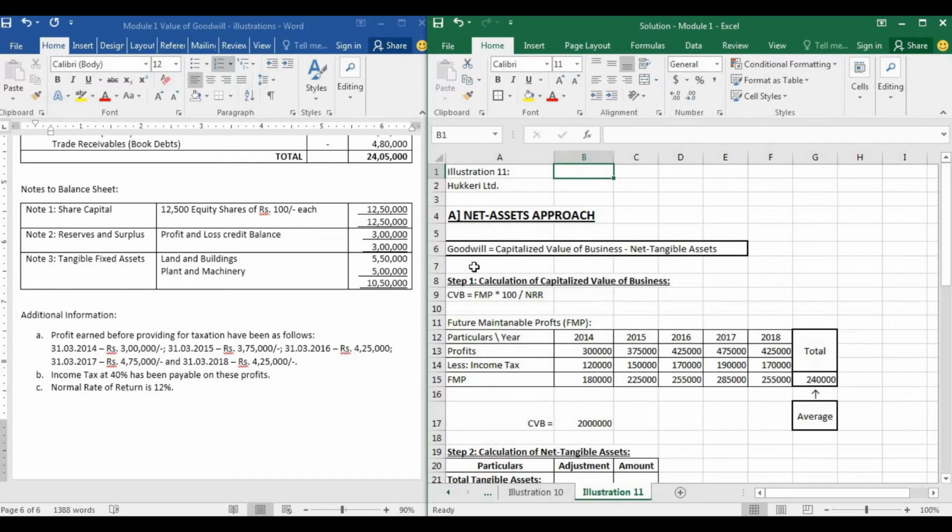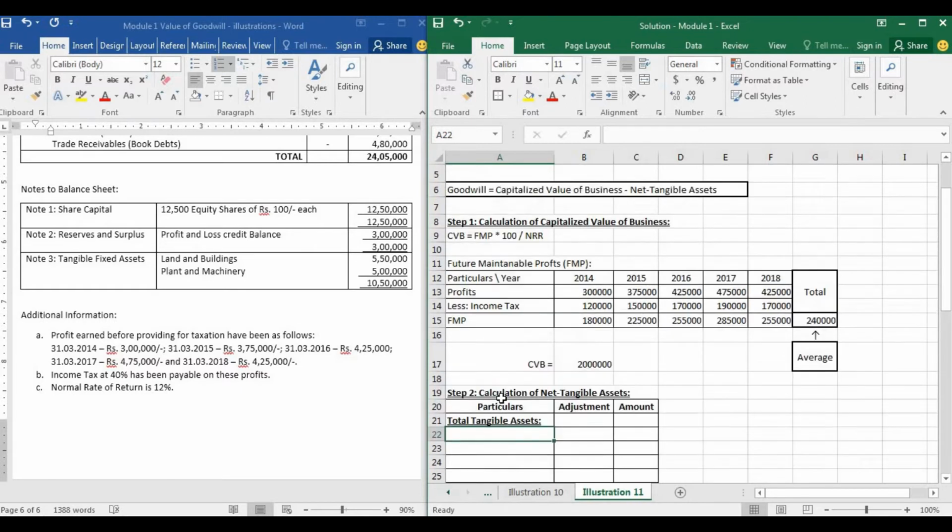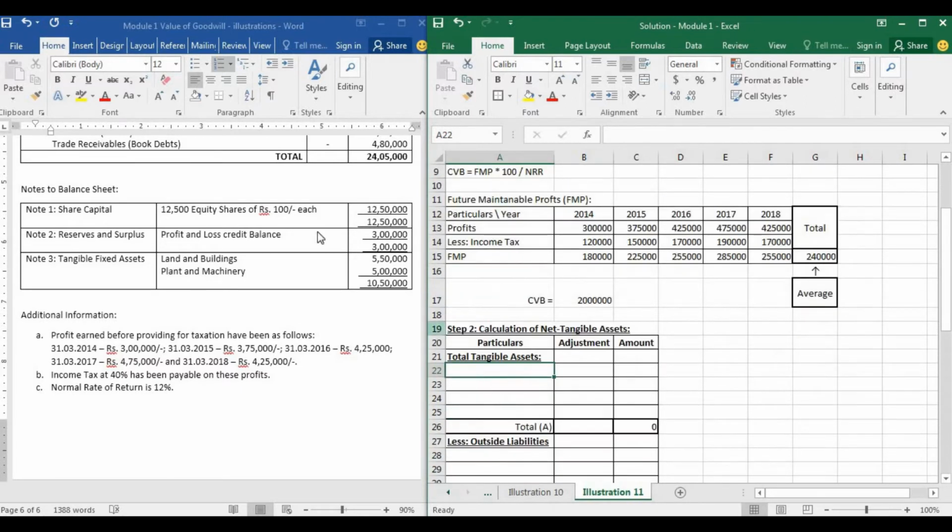If you look at the formula of goodwill, we have found out CVB. Now we'll need to find out NTA. NTA is net tangible assets. That will become our step 2. Let us calculate that. So we'll have to take all the tangible assets and subtract outside liabilities.